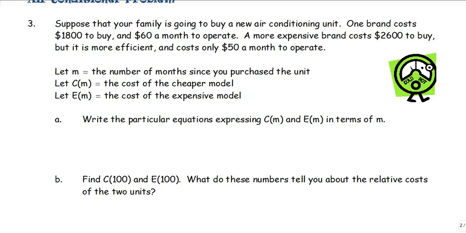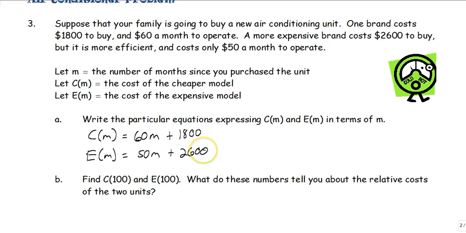So let's write our particular equations expressing both of these. So I have C of M, the cost of the cheaper one. The slope is how much it is per month. Remember, when you're writing a word problem out, the slope is the thing that's changing per month. So this would be $60 times M, plus we started by buying it for $1,800. The more expensive model has a slope of only $50 per month, but we started off with $2,600 to buy it. So those are my two equations.